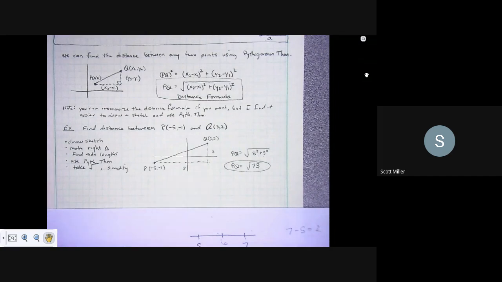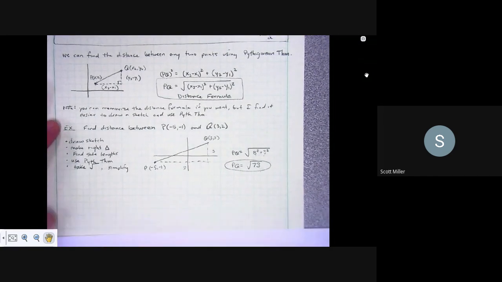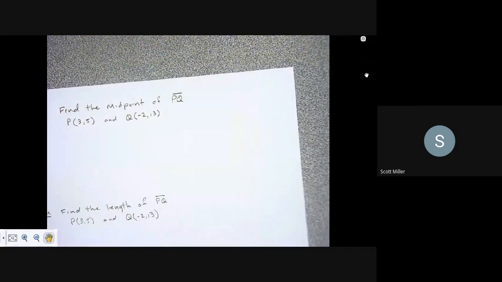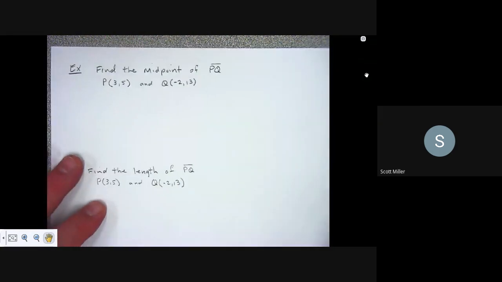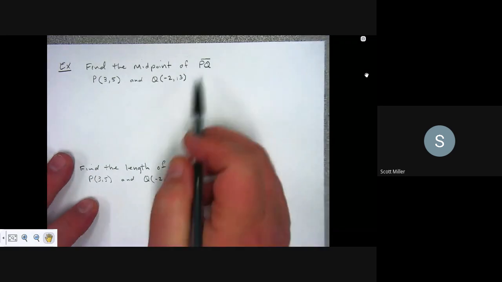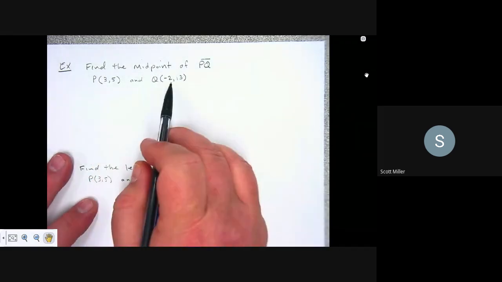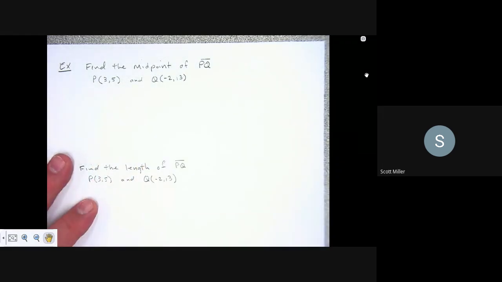So these are the two formulas that you're going to be asked to do in the next couple of lessons. I have some examples we're going to do. And so let me pull those out, and we're going to do the midpoint of these, and I will show you how I would do them. Okay? So I want to find the midpoint of PQ. Here's P and Q. So what would I do?